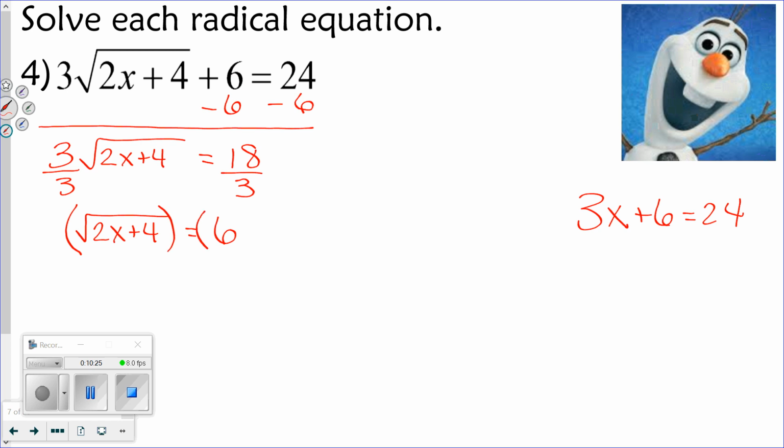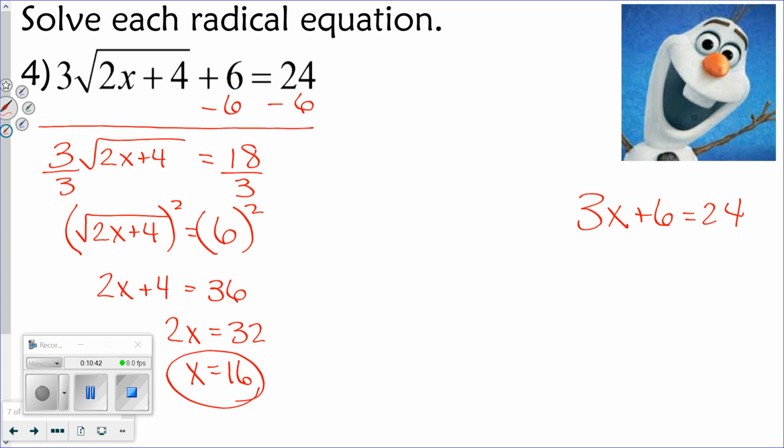To undo a square root, we will square both sides. So 2x plus 4 equals 36. Solve for x. 2x equals 32. x equals 16. Now, let's talk about actually checking this, because I heard some conversations going on about that last problem.